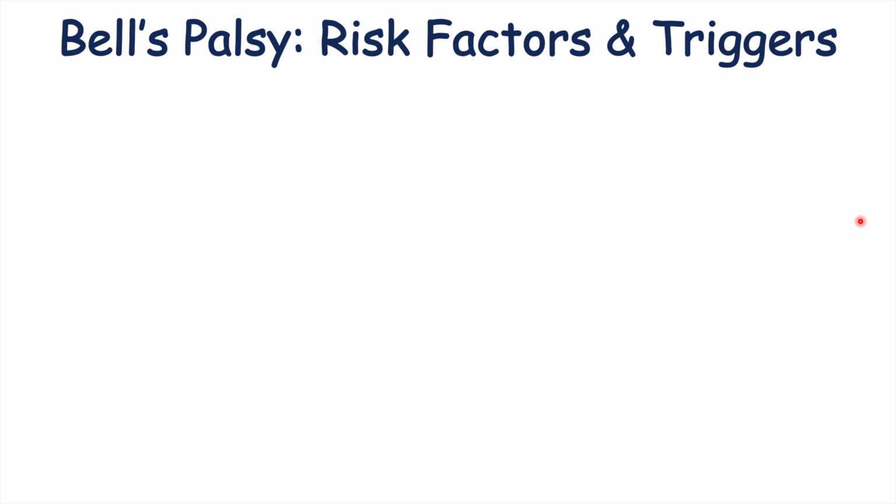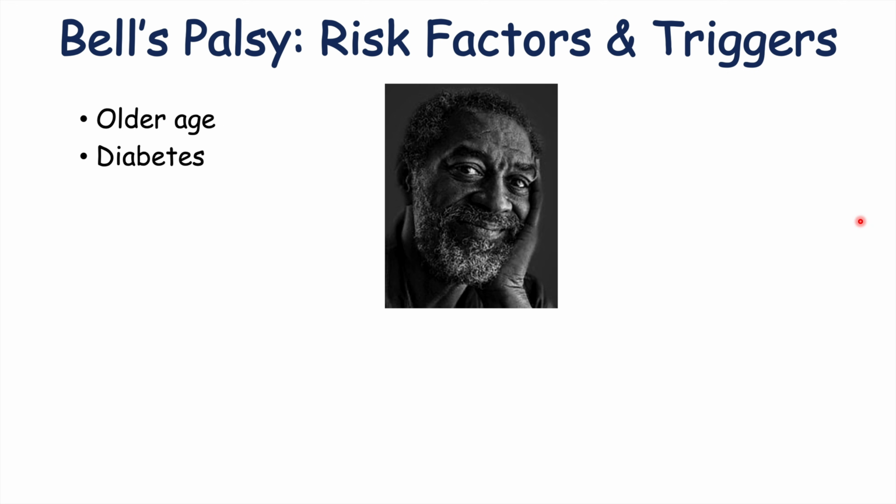Now let's talk about some of the risk factors and potential triggers for Bell's palsy. So one of the risk factors for getting Bell's palsy is older age. We mentioned that the median age of onset is 40, so it's going to be more likely to occur in older age adults as opposed to younger children, for instance. Diabetes is also another important risk factor. So diabetic patients are at a higher risk of getting Bell's palsy than non-diabetic patients.